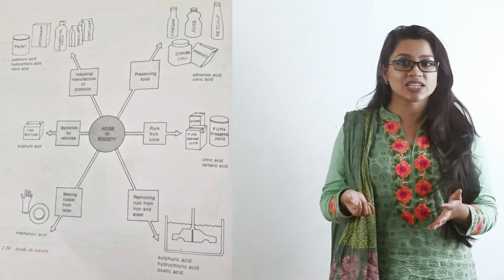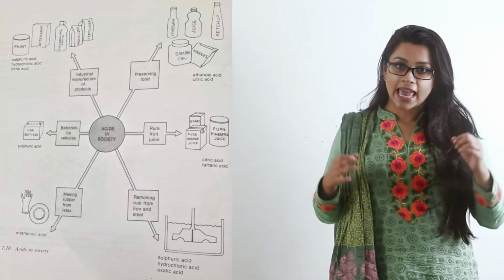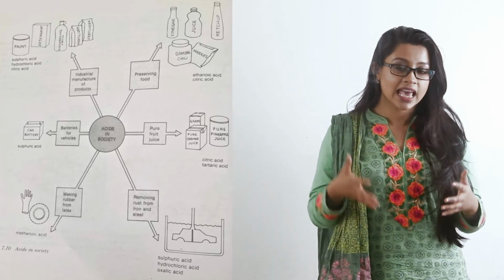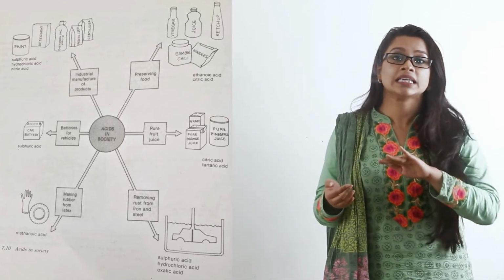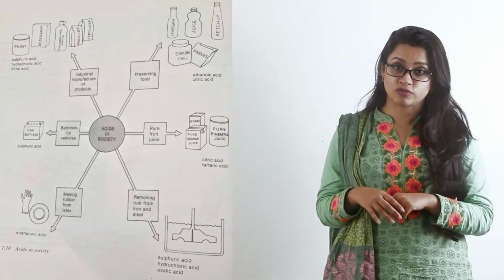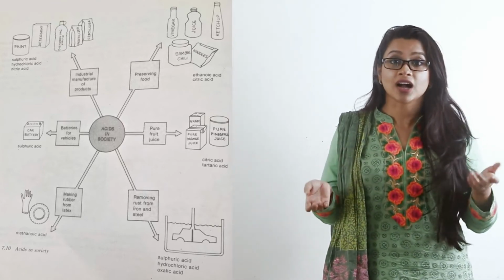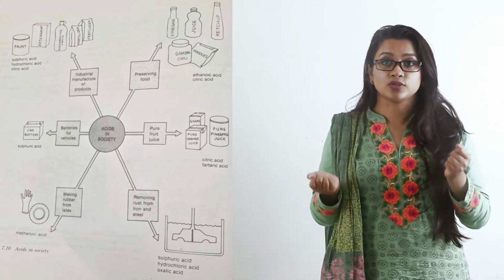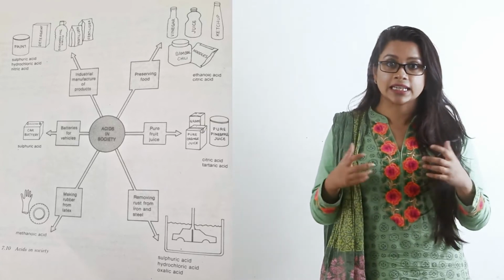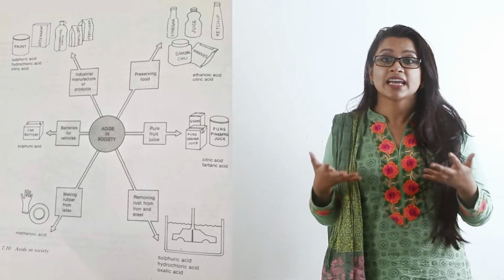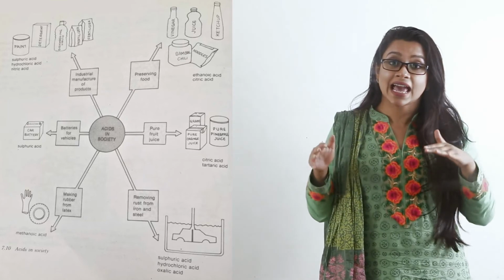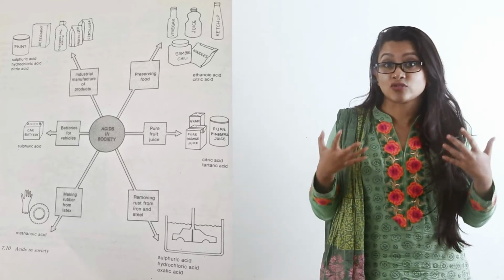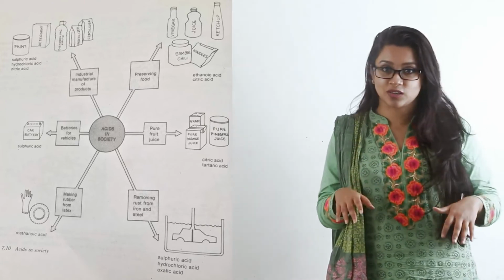Rust is mainly hydrated iron trioxide, and when it is introduced to an acid, it reacts, and thereby it can be easily removed from the surface of the metal without causing any more damage. And this same idea is used on a large scale in industry, where large iron and steel objects are dipped in an acid bath when rust is to be removed from their surface.